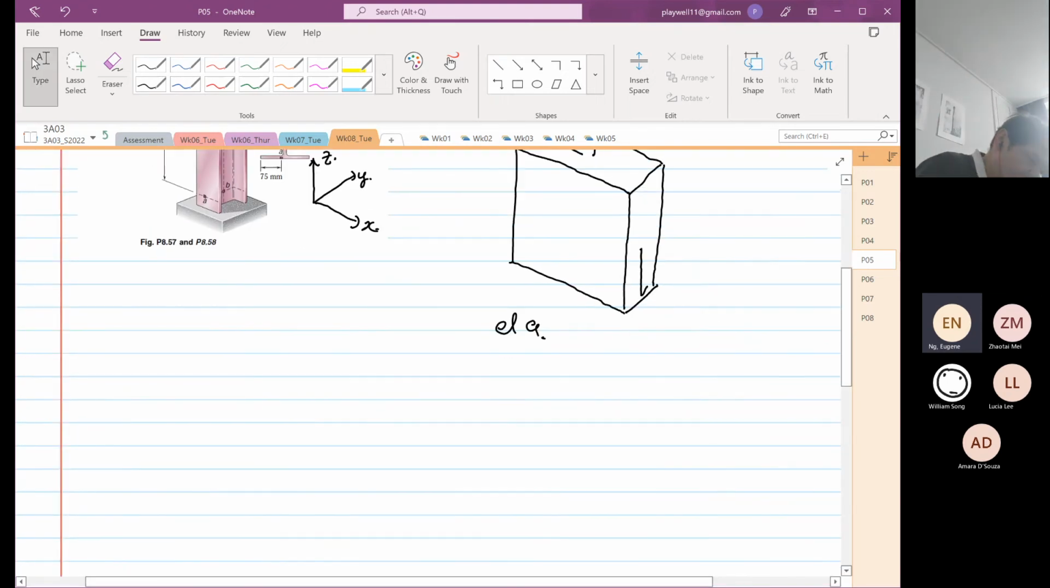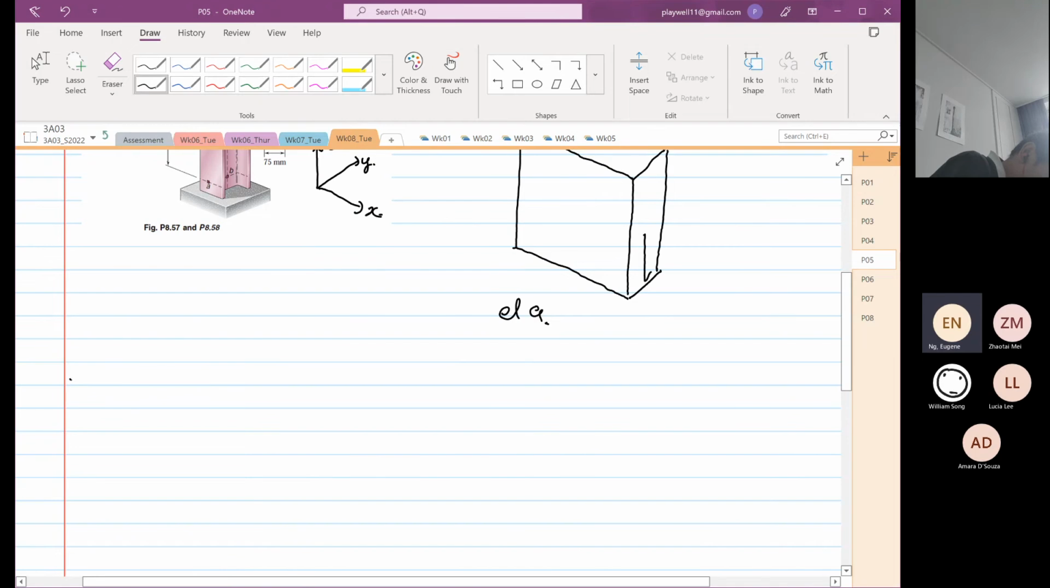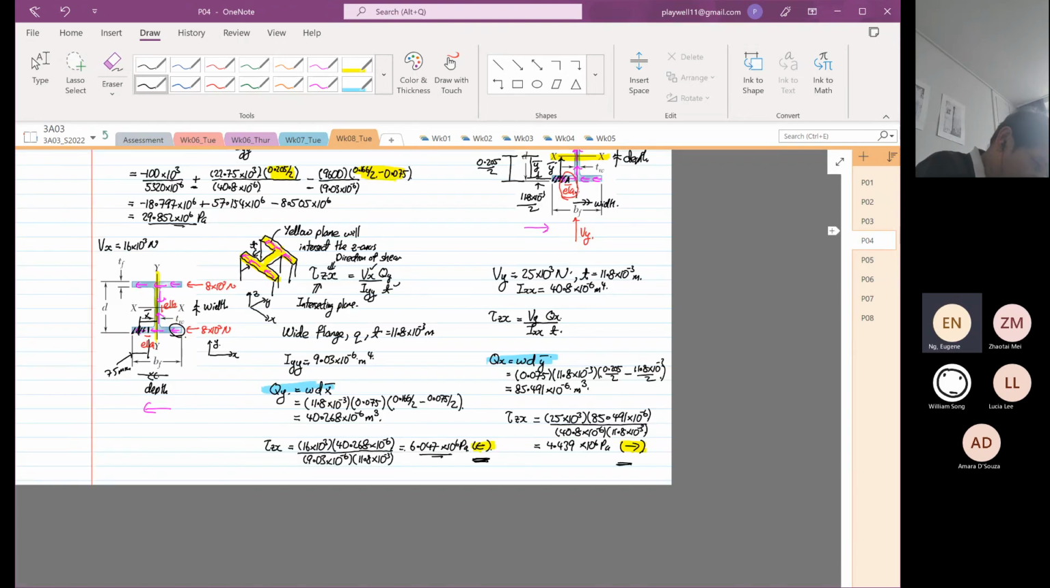Okay, so let's look at element B now. Let's focus on element B. So again, the stress in Z of element B is equal to Pz over A plus Mx over Ixx times y plus My over Iyy times x. The first one, Pz over A, is a constant for all the elements.